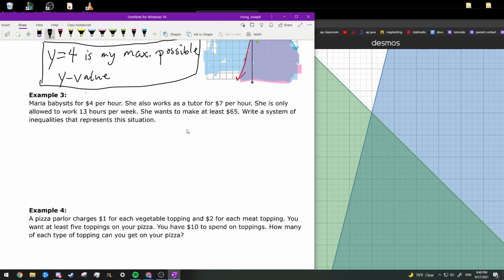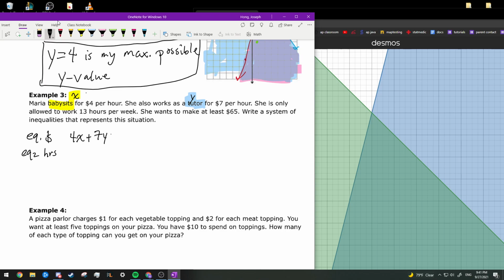I told you guys in class that we have equation 1 and equation 2, and you should put themes for each equation. For themes, I'm going to say money for the first, and hours for the second. So let's talk about money first. Let's say her babysitting job is X and tutoring is Y. I'm going to color this accordingly. She makes $4 per babysitting hour, so 4x plus, she makes $7 per tutoring hour, so 7y.